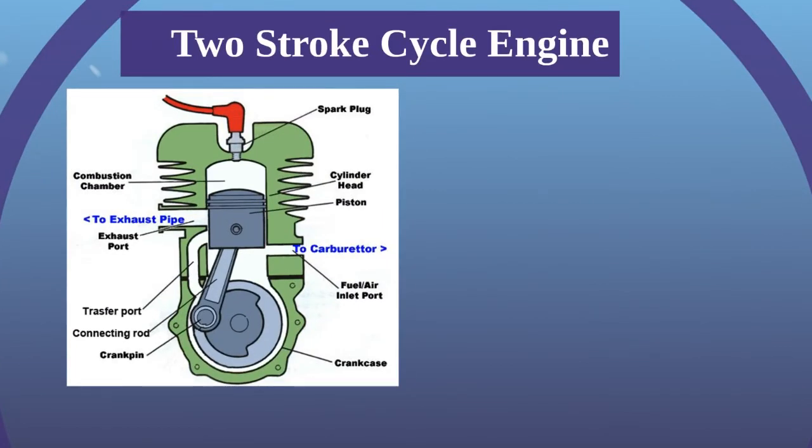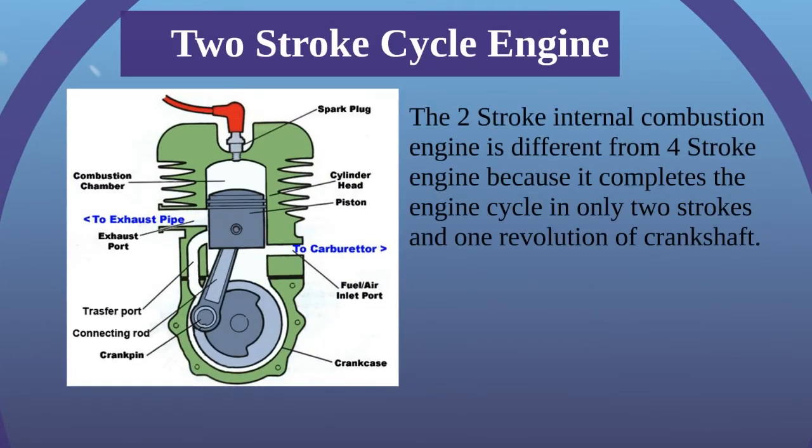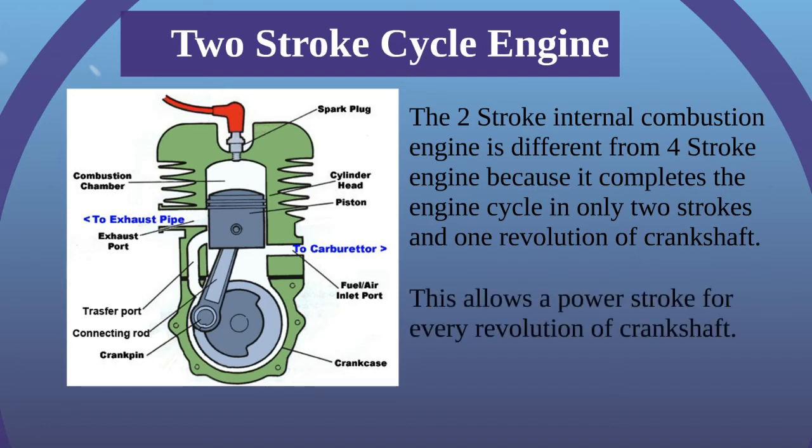Two-stroke cycle engine. The two-stroke internal combustion engine is different from the four-stroke engine because it completes the engine cycle in only 2 strokes and 1 revolution of the crankshaft. This allows a power stroke for every revolution of the crankshaft.